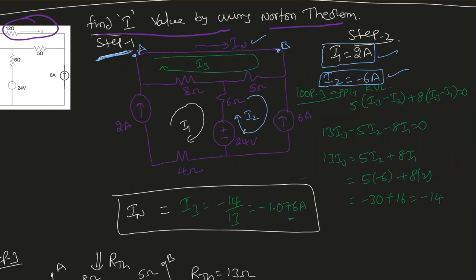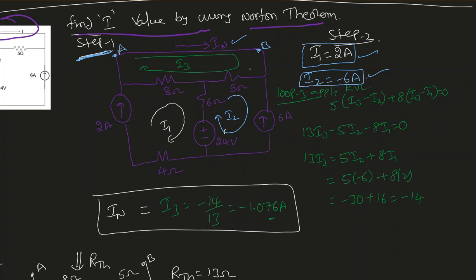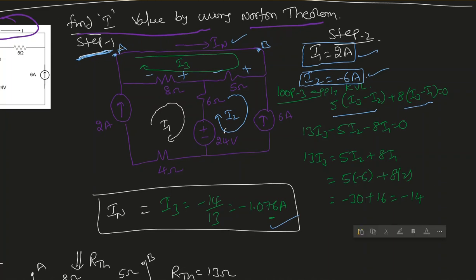Now loop 3, apply KVL. I applied KVL here according to my I3. This is plus minus, so only those two elements in there. I'm entering the positive terminal. So 5 times (I3 minus I2). Whenever I'm on loop 3, I always take I3 current as larger than I2. Same thing, 8 times (I3 minus I1). So I end up with 13 I3 minus 5 I2 minus 8 I1. But I already know I1 and I2. I substituted those values and ended up with I3 equal to -1.076 ampere. So that is my Norton current. That is my step 2.